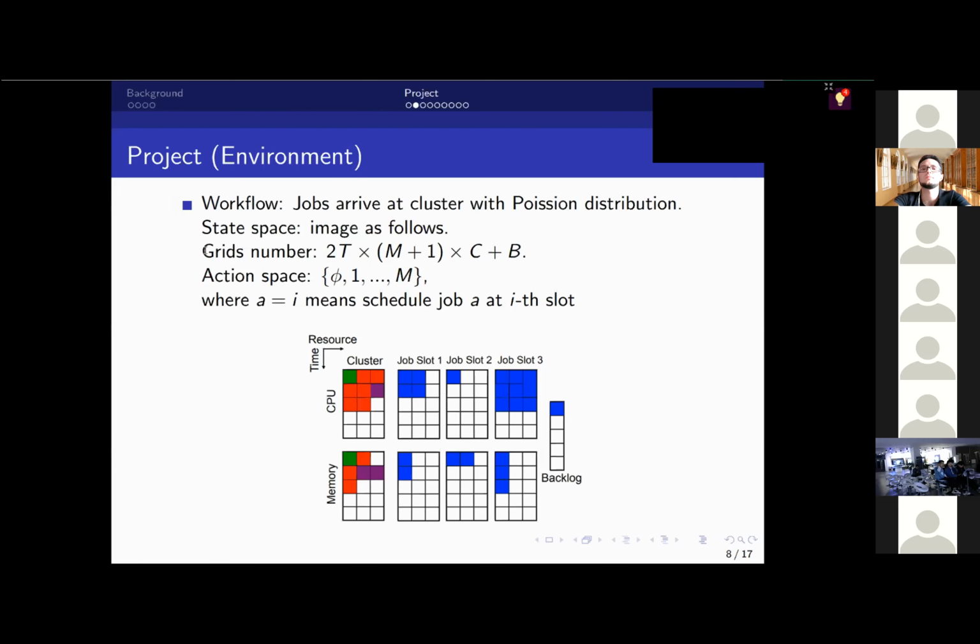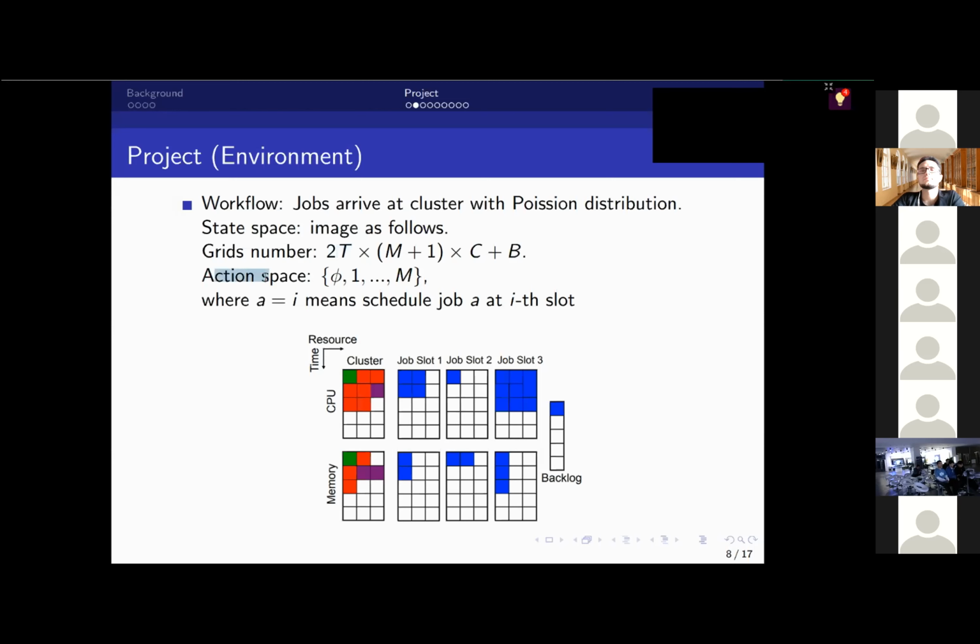And the grid number of this state is given by a formula like this. Capital T is the length of the time steps, and capital M is the number of job slots. C is the unit of resource in the cluster, in our example 3, and B is the size of our backlog. We can also say that this is the dimension of our state space.